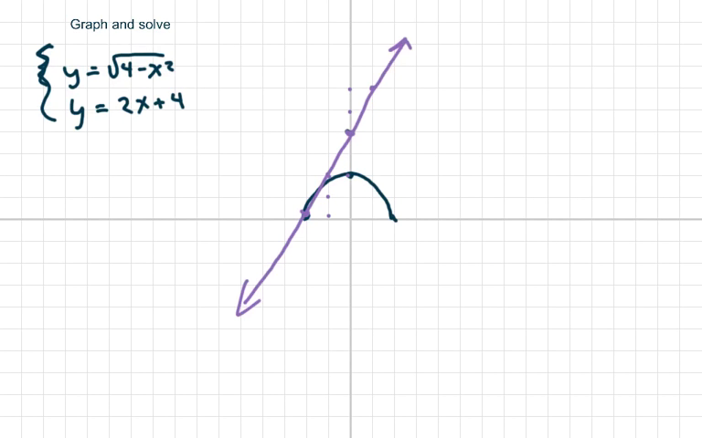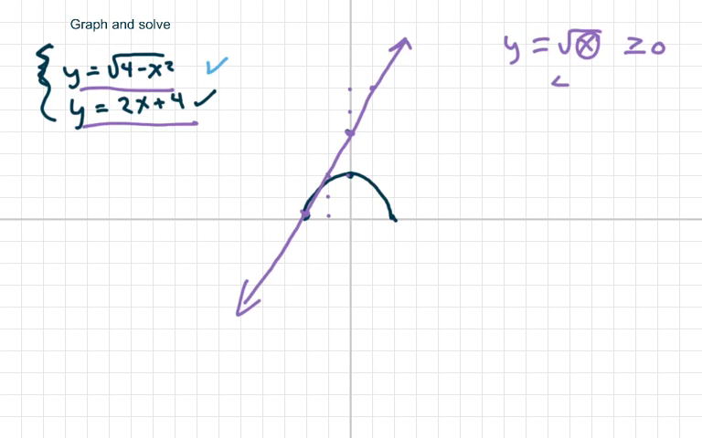Hey everyone, we're going to graph and solve this system of equations. We have one linear and we have one radical here. So the linear is in purple and the radical is here. And notice underneath the radical, the x here has to be greater than or equal to 0.